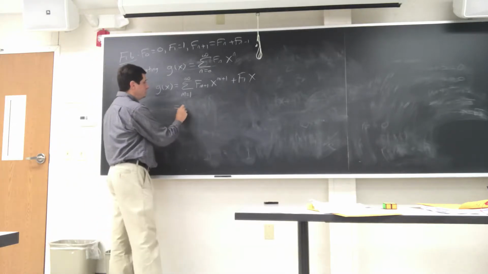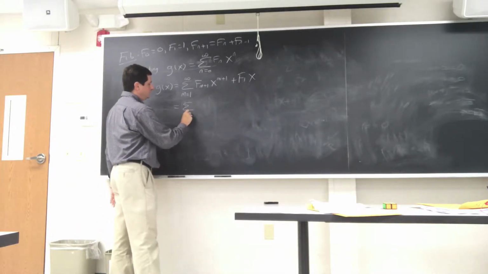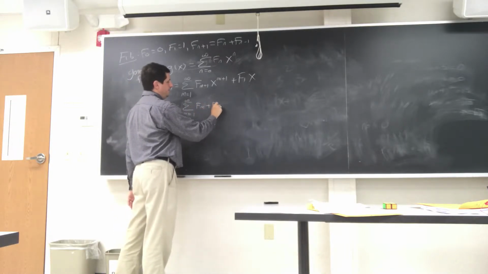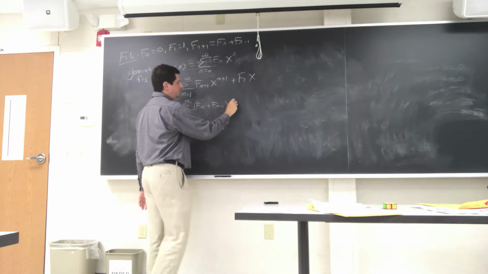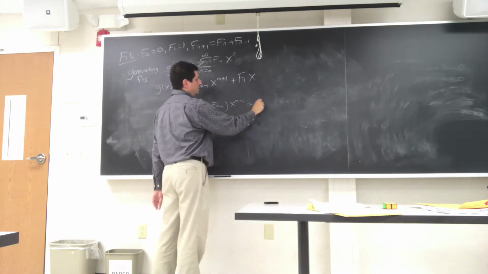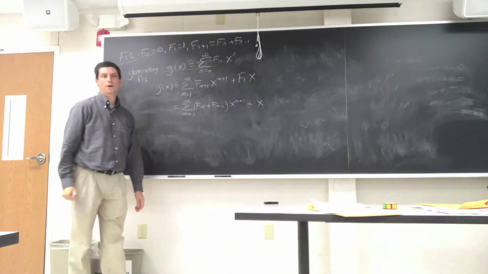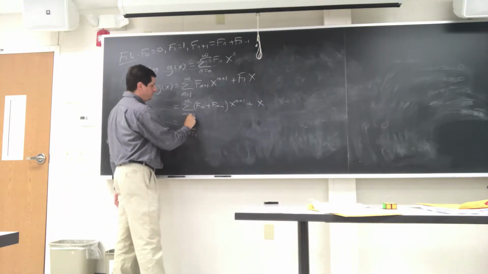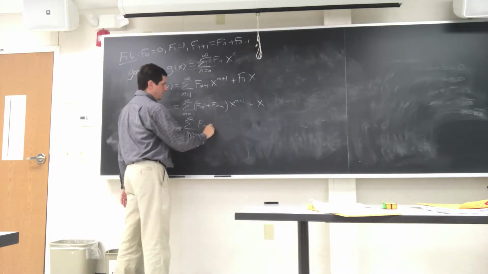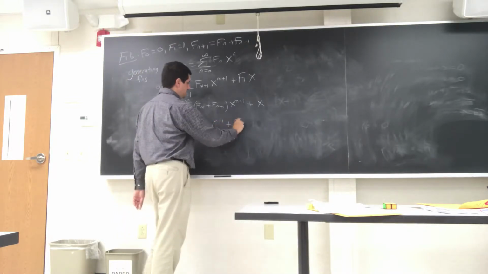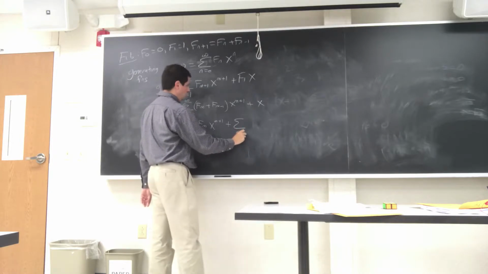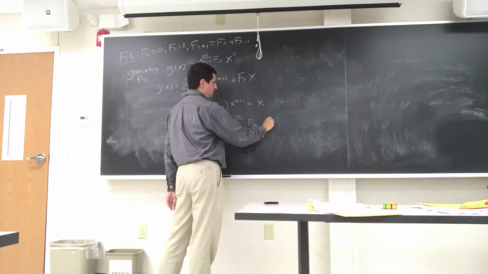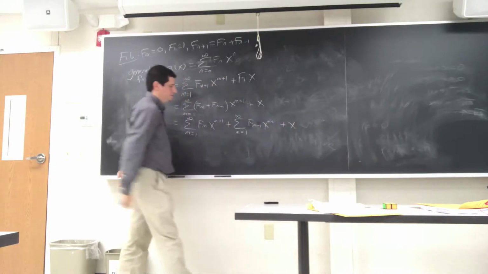All right. So continuing, we get this is the sum, n goes from 1 to infinity, of f_m plus f_{m minus 1}, x to the m plus 1 plus x, because we know f1 is just 1. All right, so this is the sum, m goes from 1 to infinity, of f_m x to the m plus 1, plus the sum, m goes from 1 to infinity, of f_{m minus 1} x to the m plus 1 plus x.